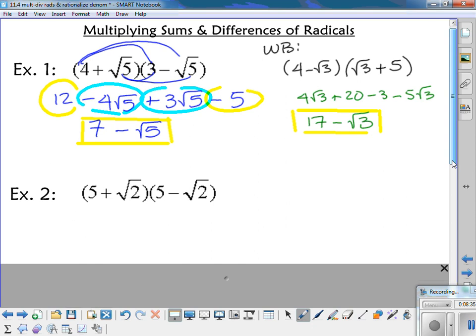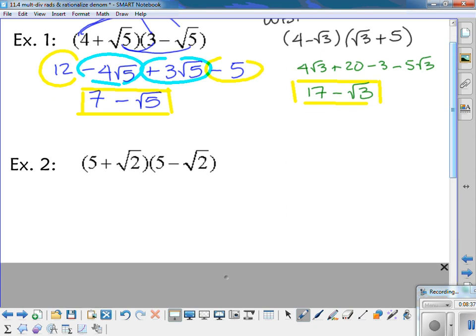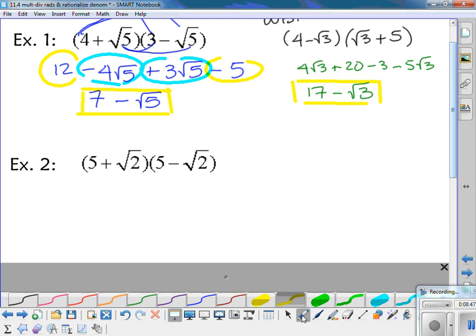Okay, sometimes you're going to have a sum and difference pattern where the numbers are the same. Just like when we used to have x minus 3 times x plus 3. It's a similar thing here. Your middle terms are going to drop out. So I'll just show you what happens when we do it.